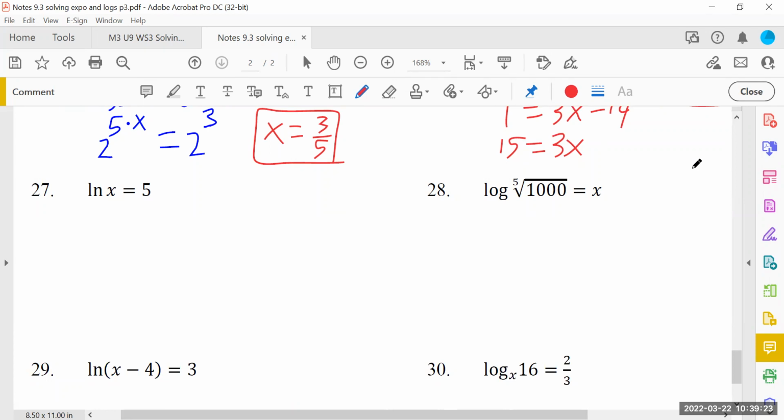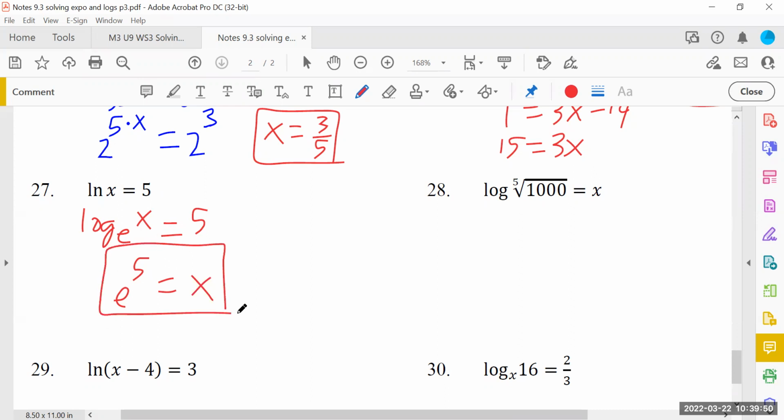Number 27. This one's actually super easy. Rewrite it as log base e, right? That's when you see natural log, think log base e. Log base e of x equals 5. E comes down. What I'm equal to is my exponent. Whatever's inside the log is what I'm equal to. That's my answer. X is e to the 5th power. There's no other work that you have to do there. I would prefer you to leave it like that. X equals e to the 5th power.